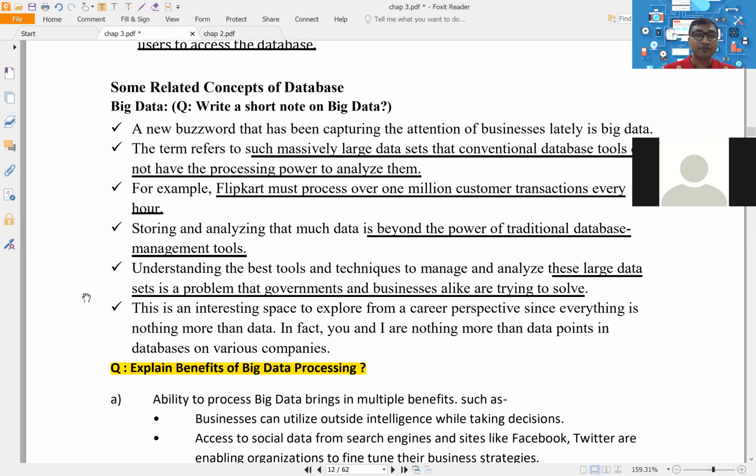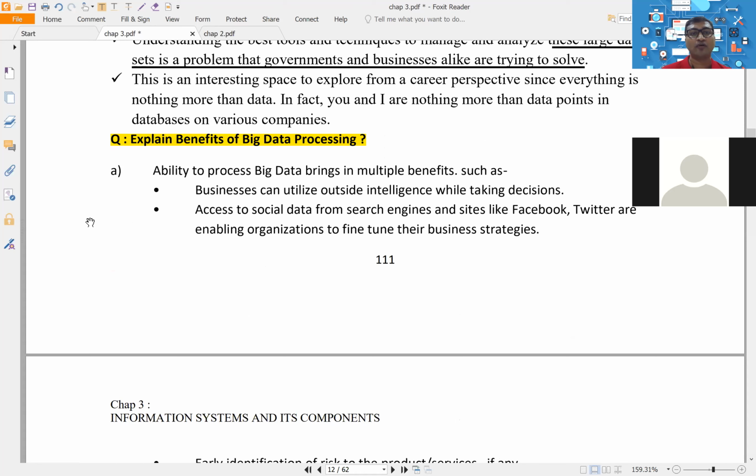Okay, but if you are able to process, now understand the next highlight I have done: explain benefits of big data processing. They are not the benefits of big data. Look, big data is a problem. People don't understand the questions. Explain benefits of big data processing. So if you are able to process big data, then what benefits will you get? Look, guys, you know English, that is good, but the correct interpretation of English is very important.